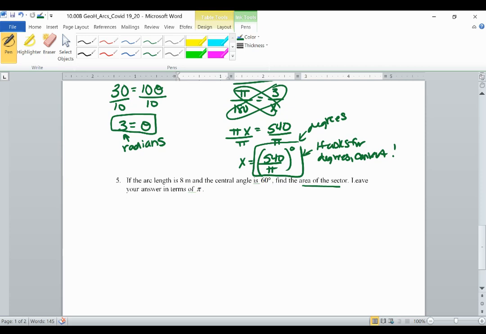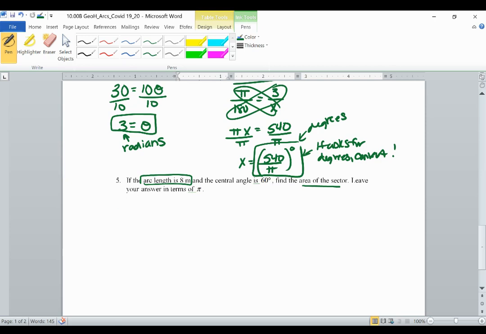So because it's in terms of pi, this one gets a little complicated because I gave you the arc length and you need to find the area of the sector. So in this case, you do need to have one in order to do the other. Why do I need to know the arc length in order to find the area of a sector?